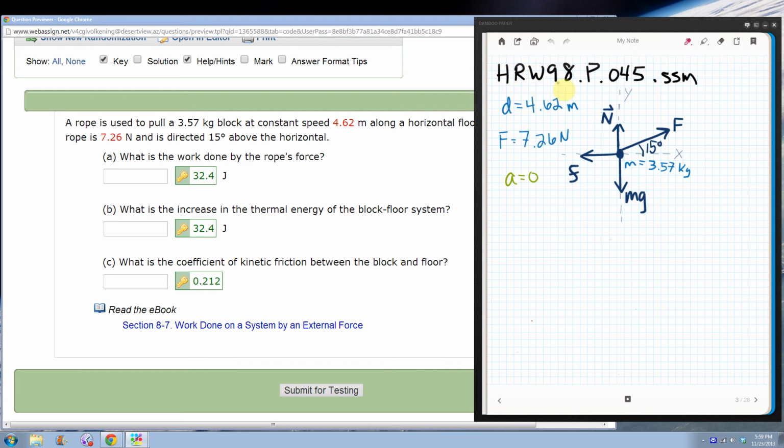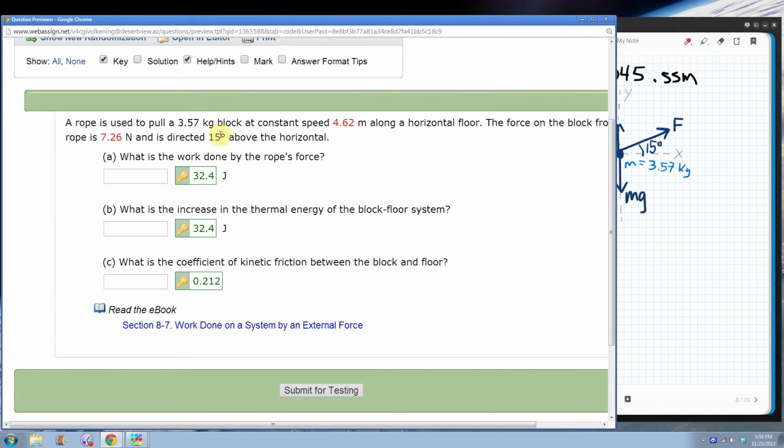This is HRW98P045. We've got a rope that is used to pull a block at constant speed across a horizontal floor. They give us the force on the block, and it's at an angle. So what is the work done by the rope's force?